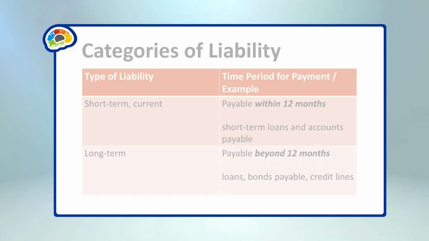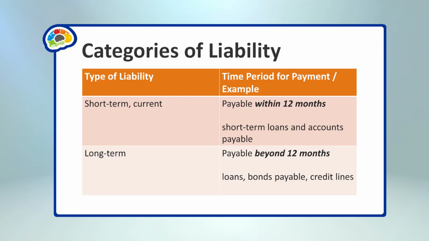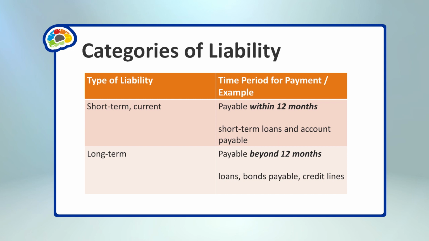Liabilities can be categorized as either short-term or long-term. A short-term or current liability is something that's going to be paid in less than a year, within 12 months, such as a short-term loan and accounts payable. And a long-term liability is something that's going to be paid over a longer period of time, beyond 12 months. An example of a long-term liability is a 5-year auto loan, or a building mortgage being paid over 30 years. Bonds payable and credit lines are also liabilities.